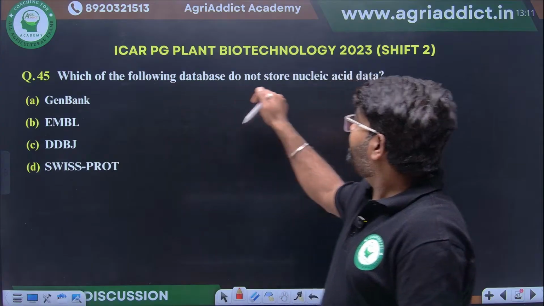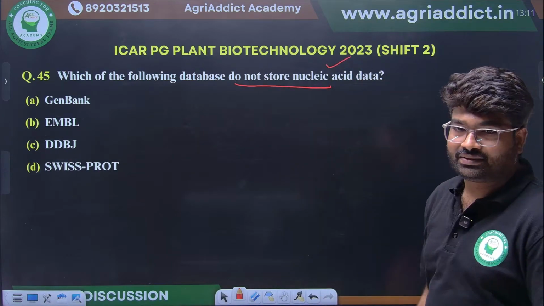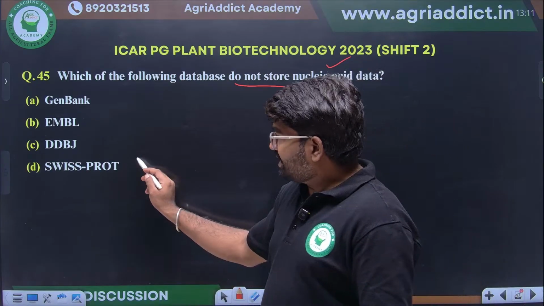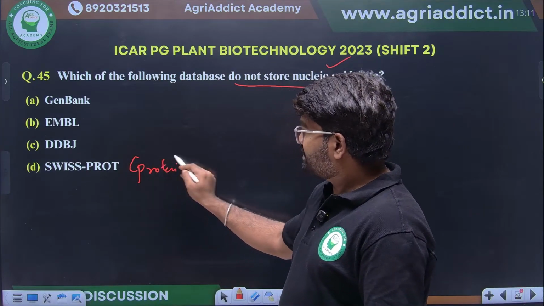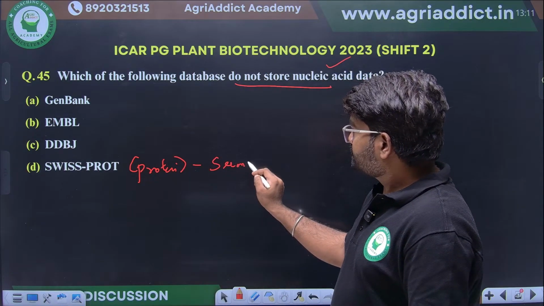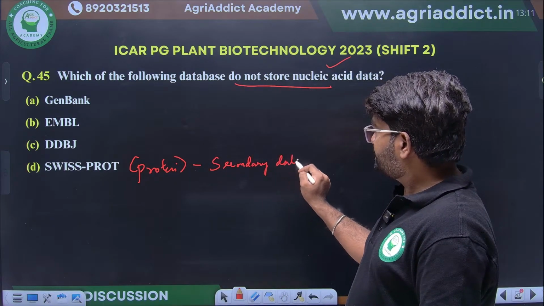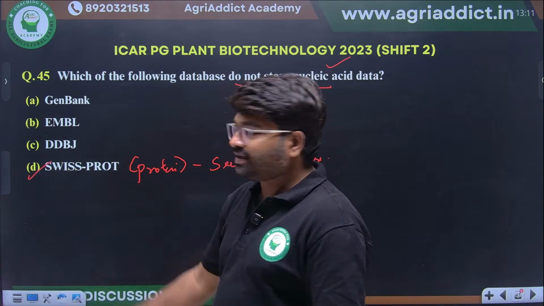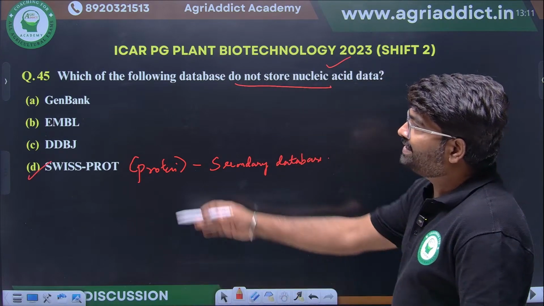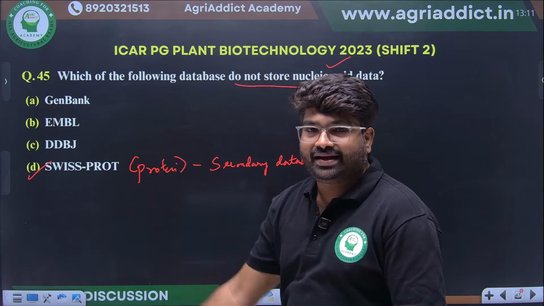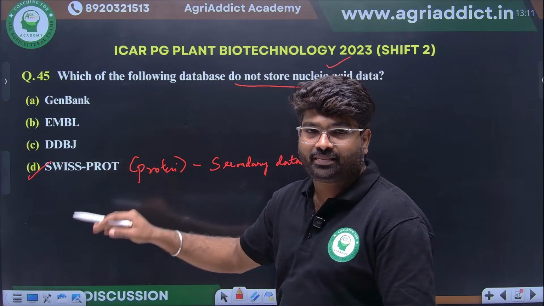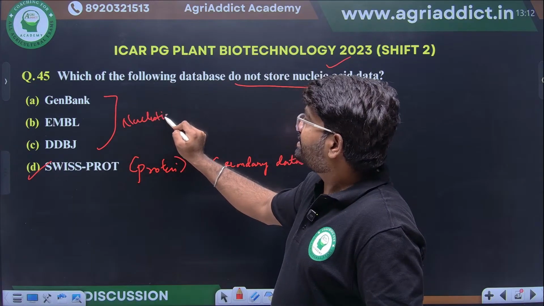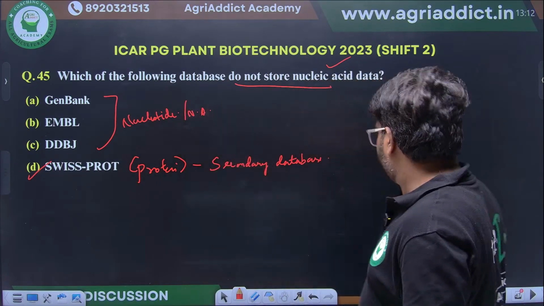Which of the following databases does not store nucleic acid data? Swissprot is particular for protein. This we have seen. This is a secondary database. So what will be the answer? Swissprot is for protein only. The remaining GenBank, EMBL, DDBJ, DNA Data Bank of Japan, EMBL, GenBank, these are all for nucleotides. Clear?